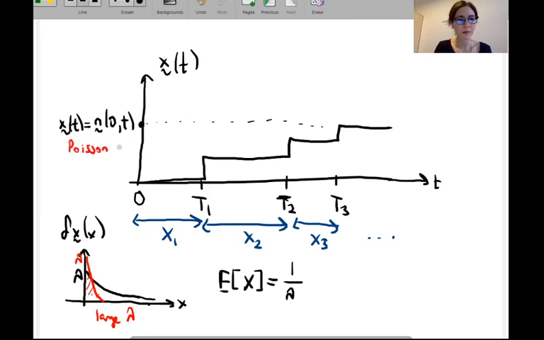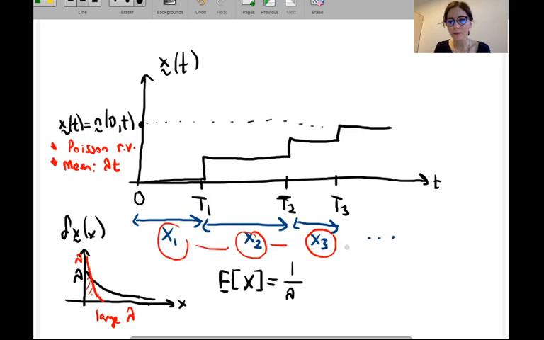This random variable is a Poisson random variable, and we just saw that its mean is lambda t. Now, going back to these, the inter-arrival times are exponential random variables. So all these random variables, X1, X2, X3, I'll just denote them here, are all exponentially distributed.